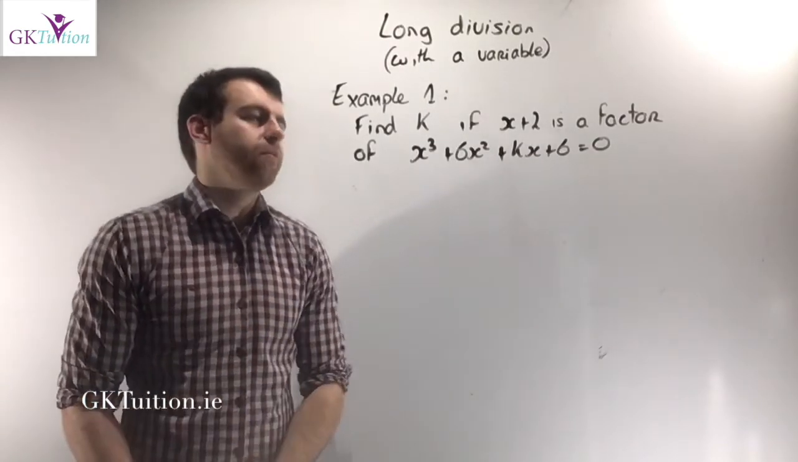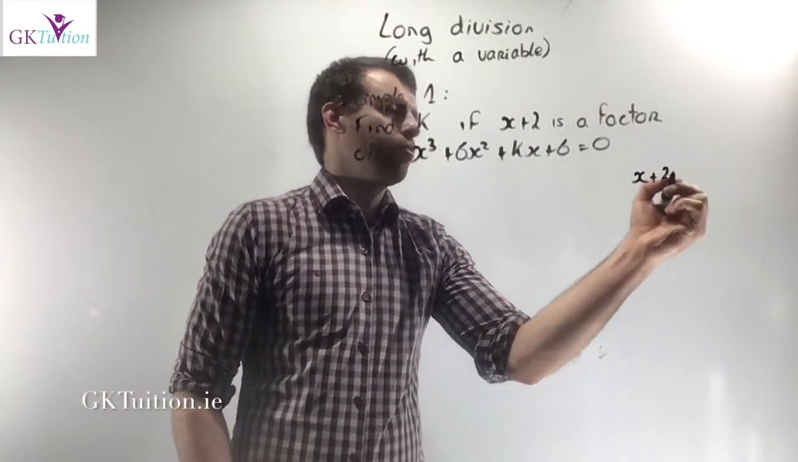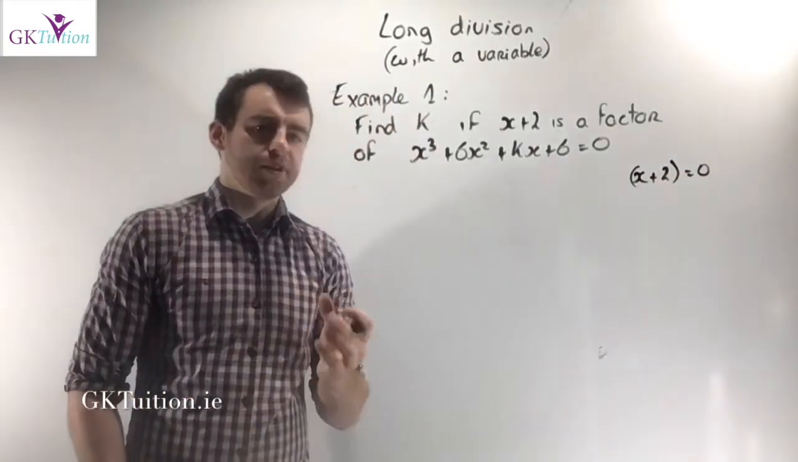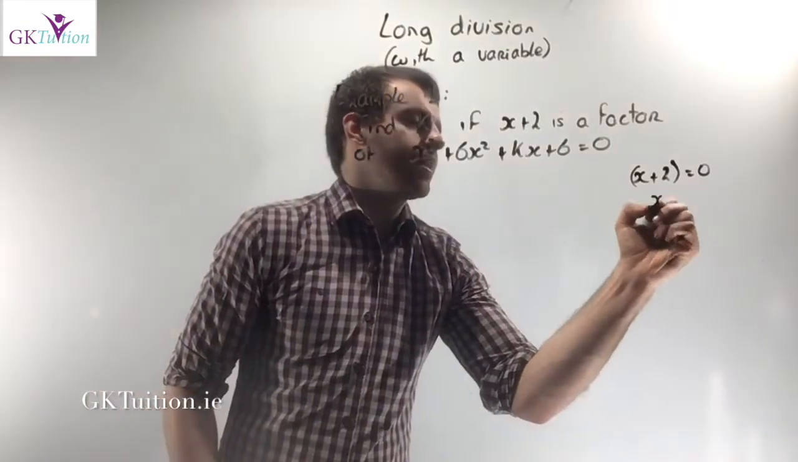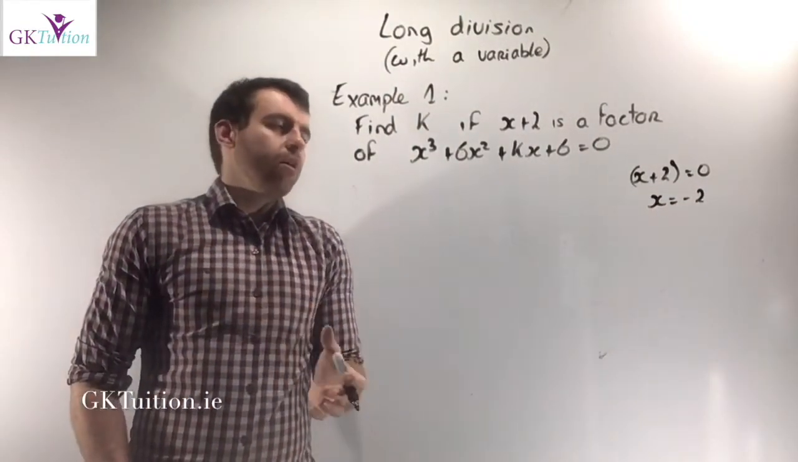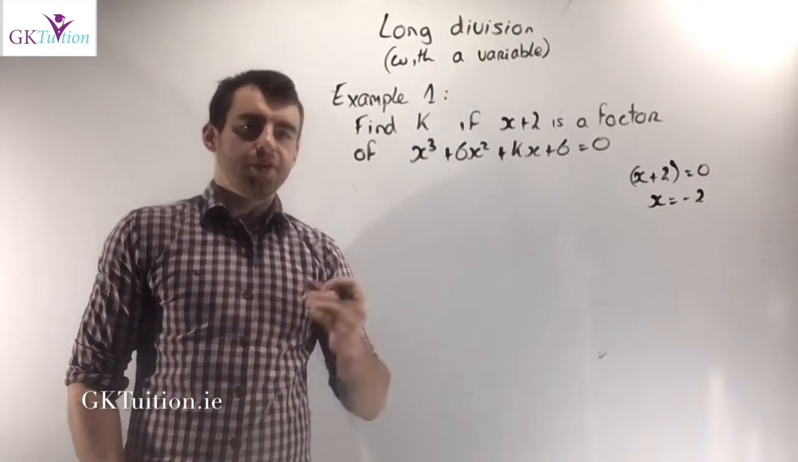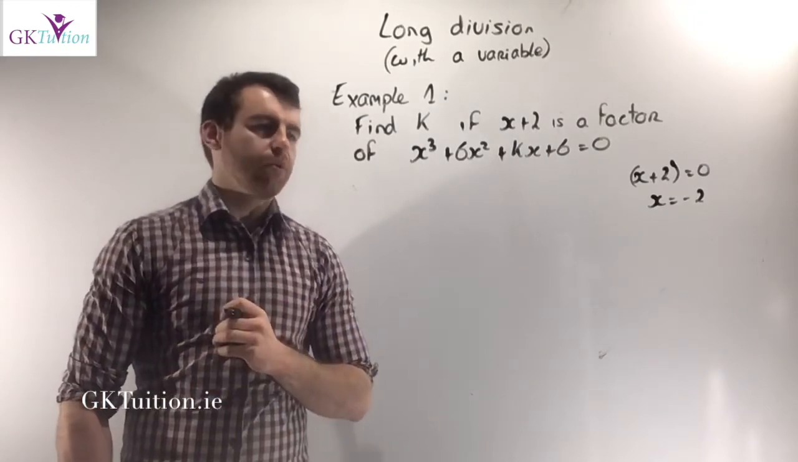The alternative is realizing that if you know the factor, you can convert it into a root. If x plus 2 is a factor, in order to find the corresponding root, we simply isolate x. We could say that x equals minus 2 is a root. And now all we need to do is sub the root in, and I know that if I sub in the root, the whole thing equals 0. So let's have a look at that first. It's the easy way of doing this question.